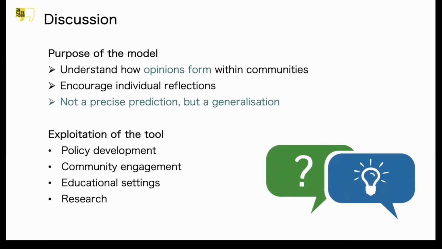So, basically, to conclude with this presentation, the purpose of these models is to help to understand how opinions form within communities. Understand when people engage in meaningful discussions, or when they end up in a very polarized situation and refuse to discuss. Help people to individually reflect on their own position in the context of a community. And moreover, it's important to realize that these models do not provide a precise prediction of what will happen, but a very generalized result. It helps to reflect on the processes.